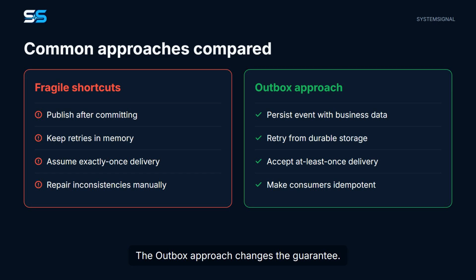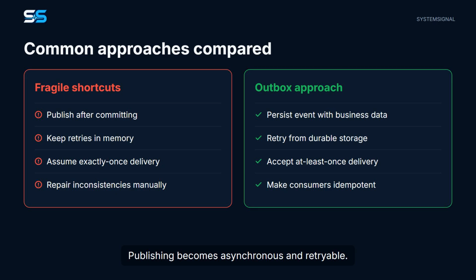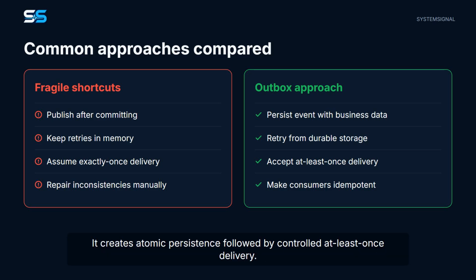The outbox approach changes the guarantee. Instead of trying to make the database and broker commit together, it stores the intention to publish inside the database transaction that already protects the order. Publishing becomes asynchronous and retriable. This does not create magical exactly once delivery. It creates atomic persistence followed by controlled at least once delivery.